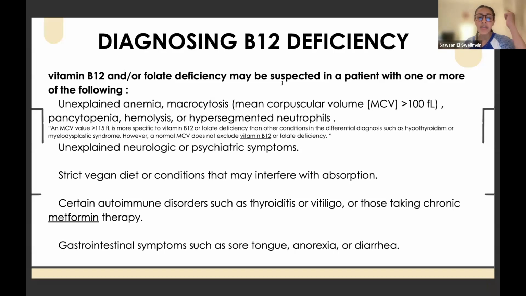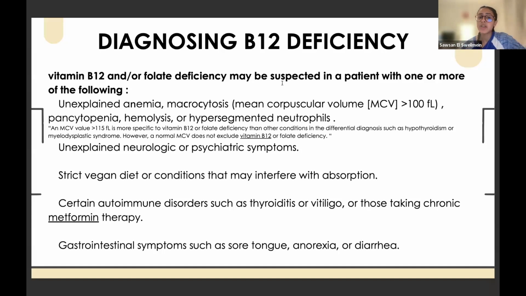The other thing is that an MCV value that is very high, like a value of more than 115, is more specific towards a B12 deficiency rather than other differential diagnoses of macrocytosis, like hypothyroidism, for example, or a myelodysplastic syndrome. We also suspect it in patients with unexplained psychiatric, neurological symptoms, strict vegan diet, or anything that would interfere with the absorption. If the patient has a history of autoimmune disorders like thyroiditis or vitiligo, the medication history is quite concerning, for example, or presenting with GI symptoms.